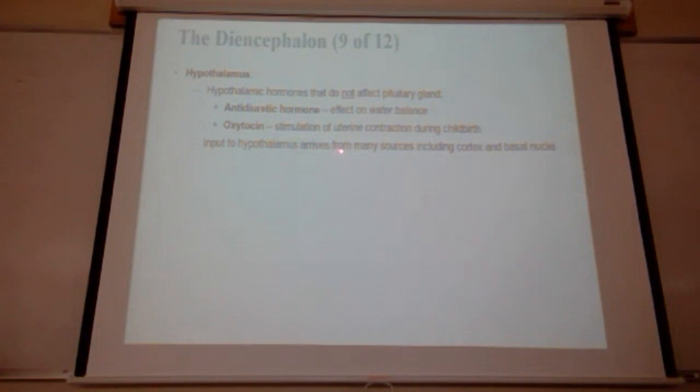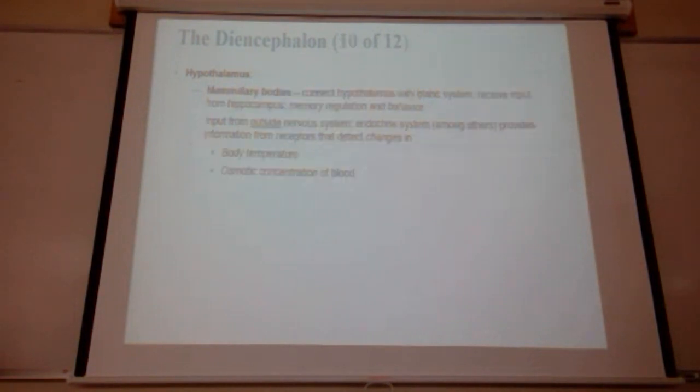Input to the hypothalamus arrives from many sources, including the cortex and basal nuclei. The mammillary bodies connect the hypothalamus with the limbic system. They receive input from the hippocampus. These mammillary bodies play a role in memory regulation and behavior. Input from outside the nervous system, such as the endocrine system, provides information from receptors that detect changes in body temperature and osmotic concentration of the blood.